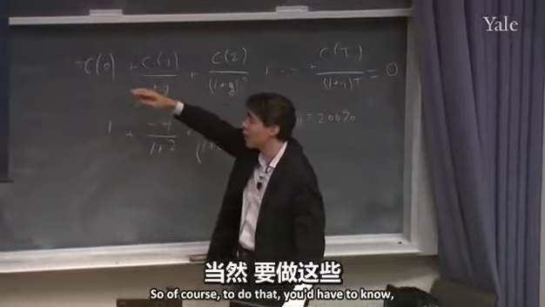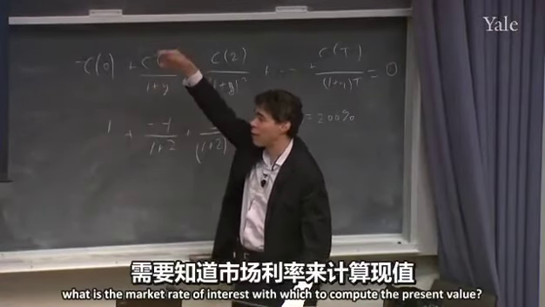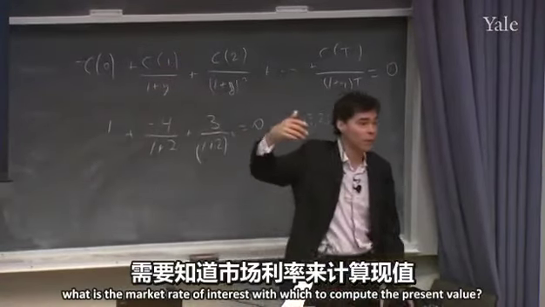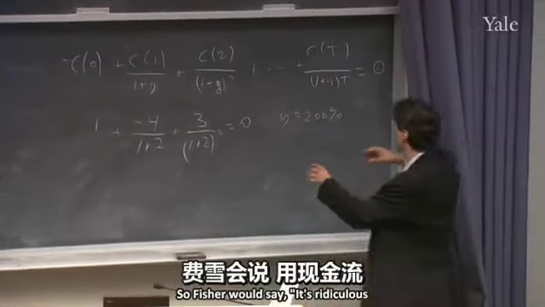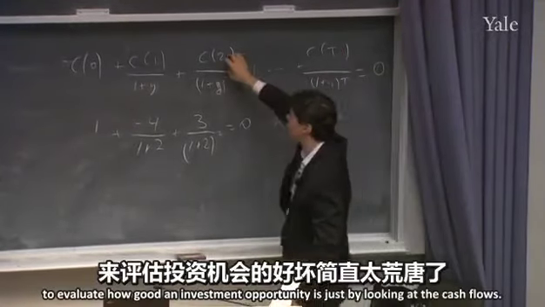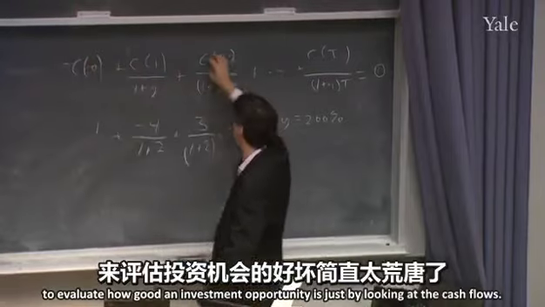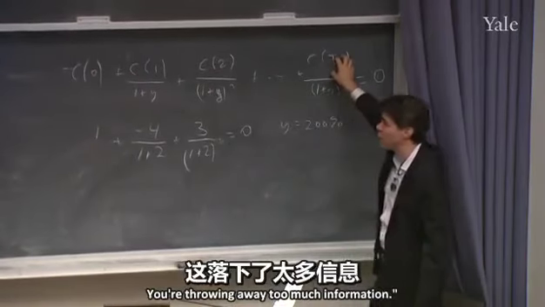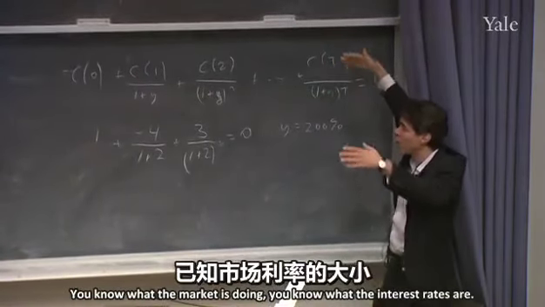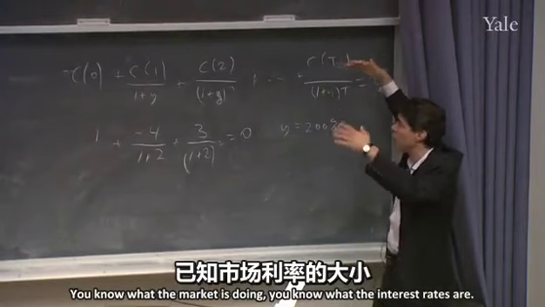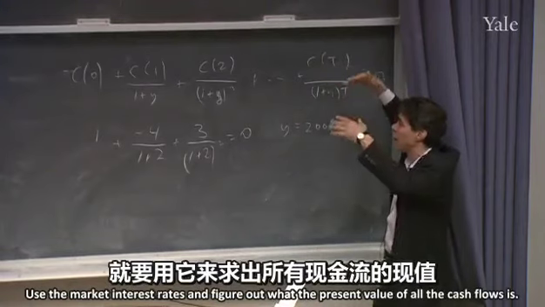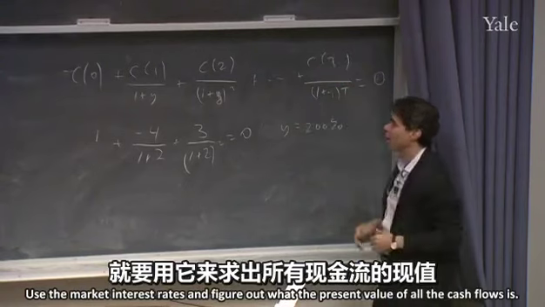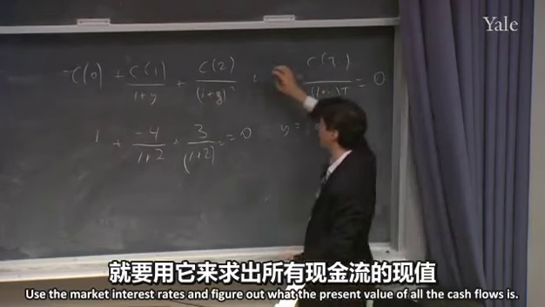So, of course, to do that, you'd have to know what the market rate of interest is with which to compute the present value. So Fisher would say it's ridiculous to evaluate how good an investment opportunity is just by looking at the cash flows. You're throwing away too much information. You know what the market is doing. You know what the interest rates are. Use the market interest rates and figure out what the present value of all the cash flows is.